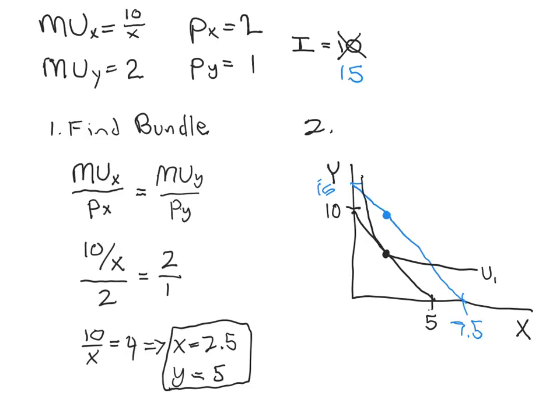I could get this utility from having a whole bunch of X, like at this point, a whole bunch of Y, like at this point, or a little bit of each, like the point we picked, 2.5 X's and 5 Y's. Typically the reason that we have to have a whole bunch of Y's or a whole bunch of X's, but not really that much of either if we get a mix, is that people like to consume things with a little bit of variety.